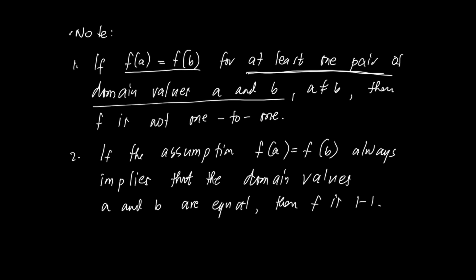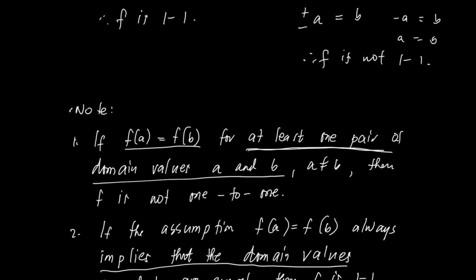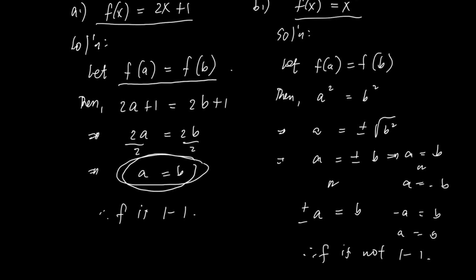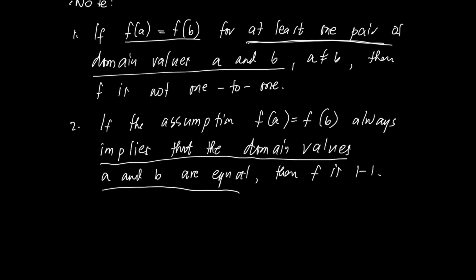Also, if the assumption f of a is equal to f of b always implies the domain values a and b are equal, then f is 1-to-1. The example for that is our f of x equals x plus 1. By assuming f of a is equal to f of b, we came up with a equals b, and that would always happen for linear functions. So these are important notes in dealing with 1-to-1 functions.